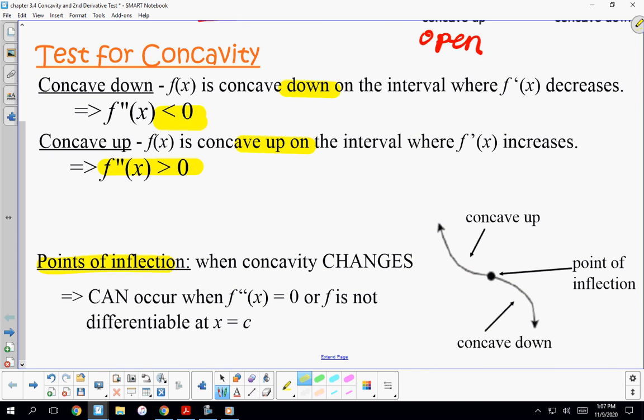A point of inflection is similar to a critical point, except that the concavity has to change. So we find it in the same way, except that we use the second derivative, and there is a typo here. Possible points of inflection are going to be whenever the second derivative is 0, or when the second derivative does not exist. The typo here should have said f prime is not differentiable.